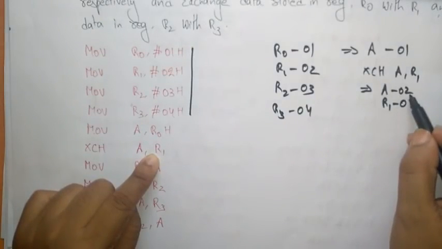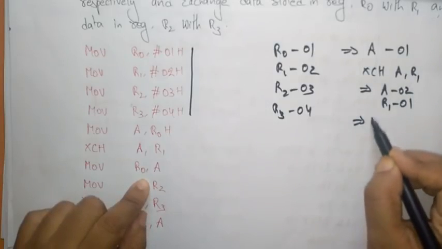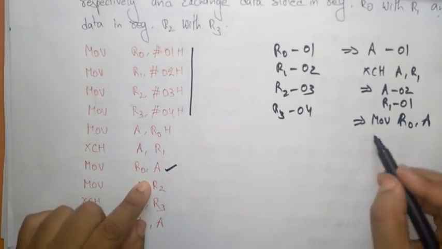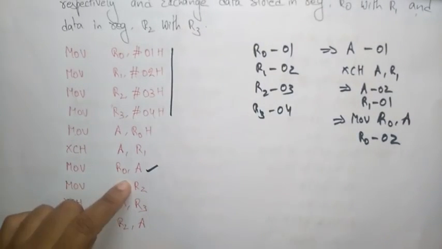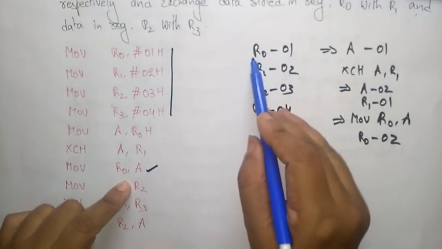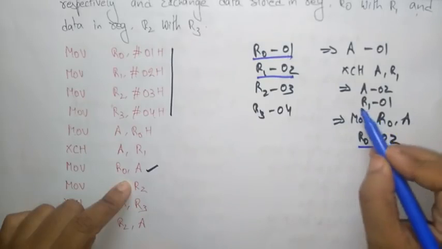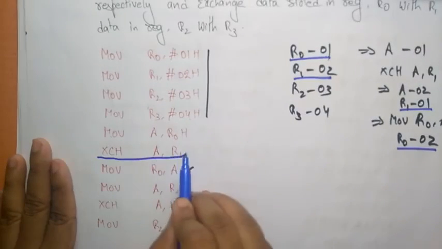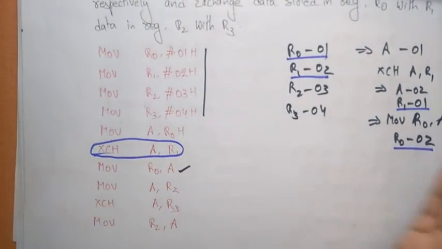Now A is holding the 02 value. Then move the A value: MOV R0, A. So this step means now R0 contains 02. So are the values exchanged or not? Previously R0 was 01 and R1 was 02. Now R0 is 02 and R1 is 01. The values are exchanged with the help of this statement. By using the accumulator register, you just exchange.